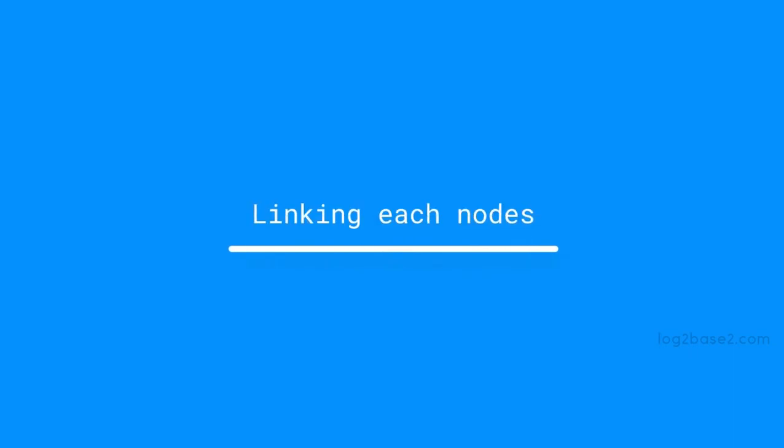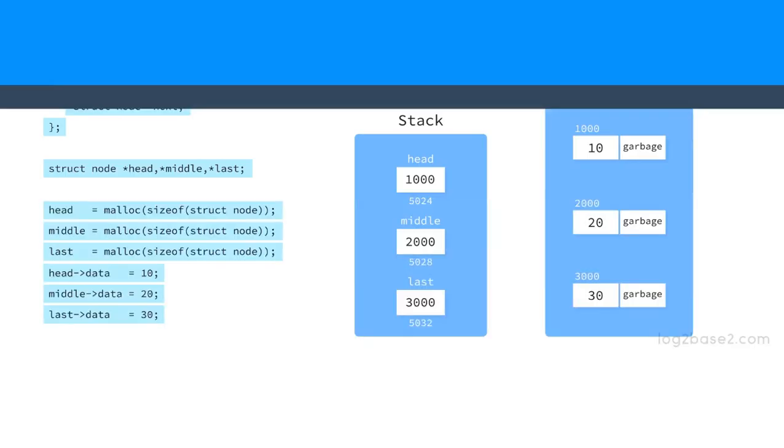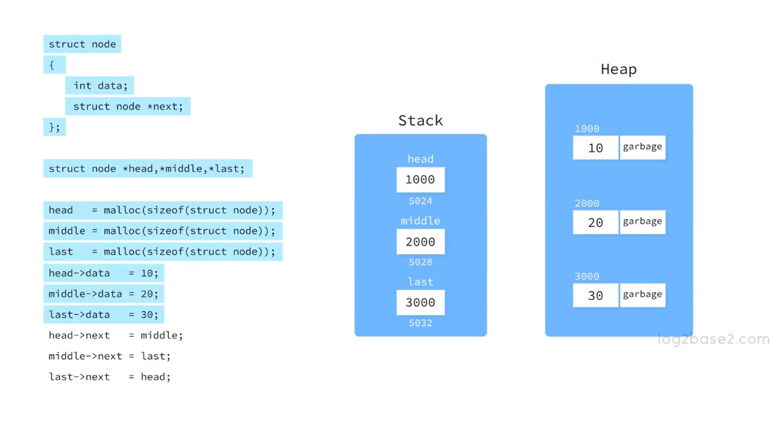Next, these nodes should be linked. That is, the linked list should be like head node linked to middle node, middle node linked to last node, and last node linked to head again. Then only it will become a circular linked list. It should be cyclic. So let us link it using the next pointers. Firstly, the next of the first node should point to the second node. So set head next equal to middle. So 2000 will be stored in the next of head.